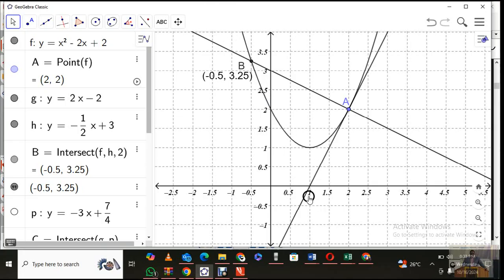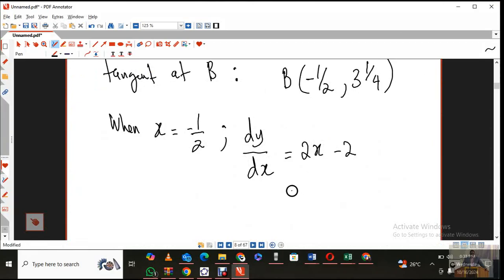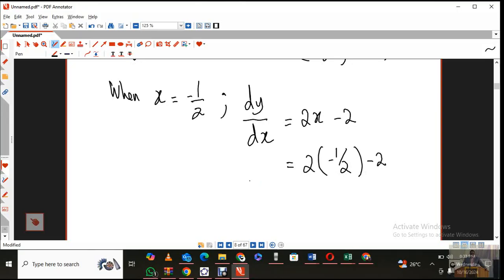And what we are essentially looking for is that line. So first I'm going to find the gradient of that line, and to find the gradient, I must use the derivative function and then input the x value that I got. So it's going to be 2 times minus 1 over 2, minus 2. Two times that is going to be negative 1. Negative 1 minus 2 obviously gives you negative 3. So the gradient of this is negative 3.